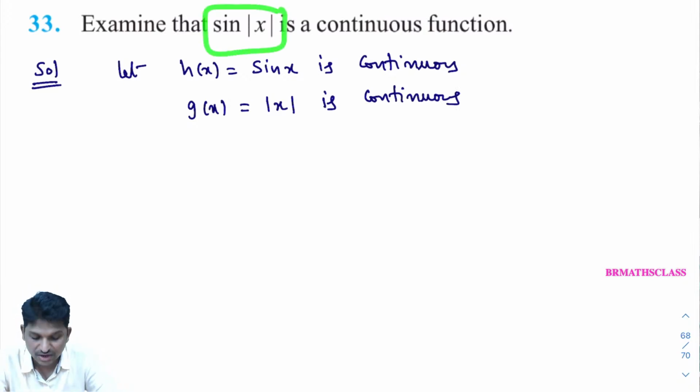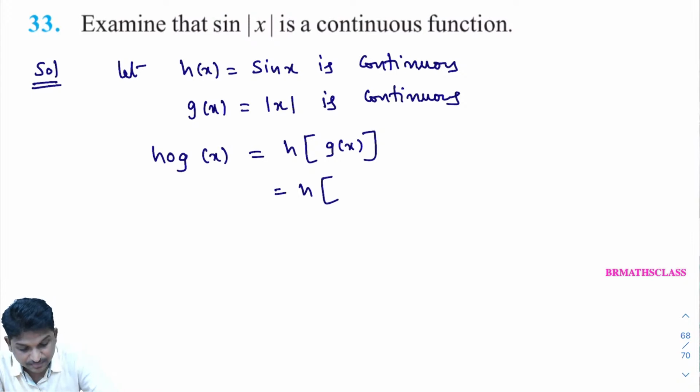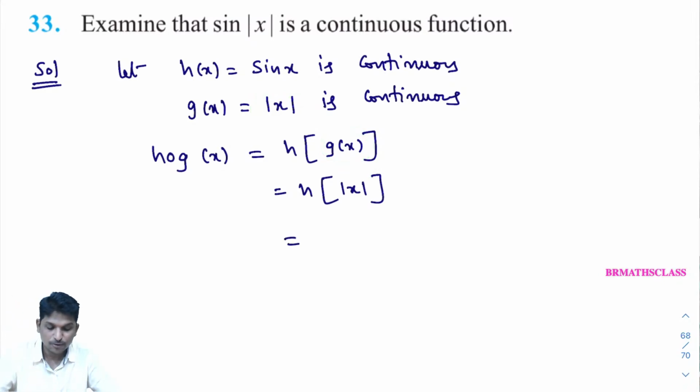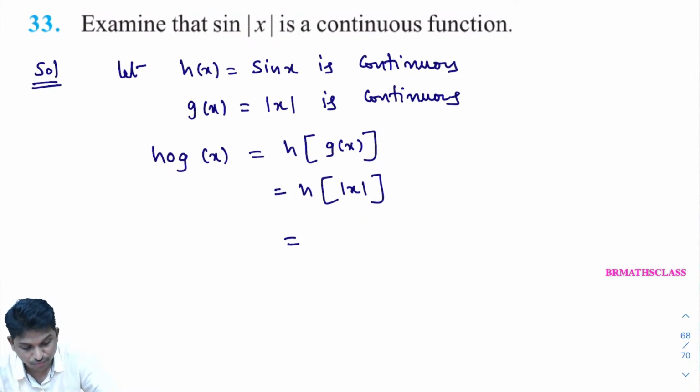Now I need sin of mod x. To get sin of mod x, I will calculate h circle g of x or g circle h of x. Which one will give you sin of mod x? Okay, first I will calculate h circle g of x. That is h of g of x. What is g of x? G of x is mod x. So that equals h of mod x. We need to calculate h of mod x.